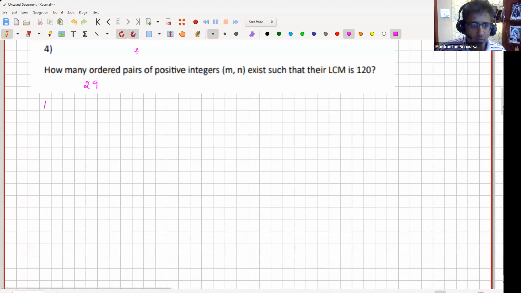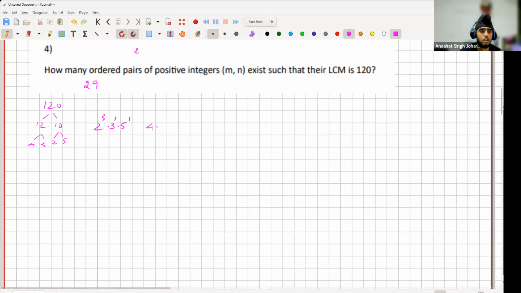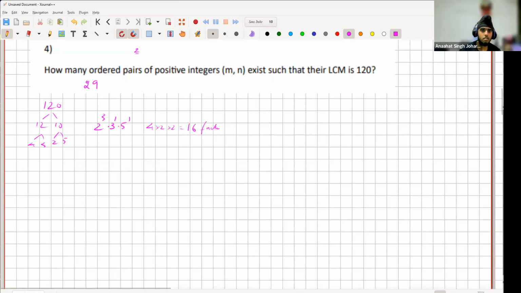So 120 would be what in prime factorization? 12 times 10. This is 4 times 3. This is 2 times 5. So it's 2 cubed times 3 and 5, correct? Yeah. And then that gives you 4 times 2 times 2, which is 16 factors. Okay. And so 120 is one of the factors, and then 120 comma each of the other 15 factors will be one pair each. So that's 15 pairs.